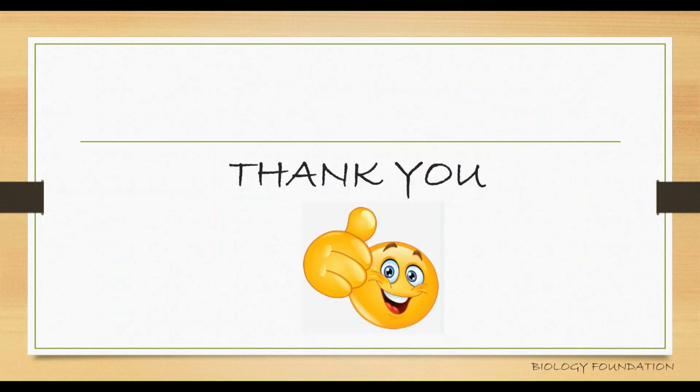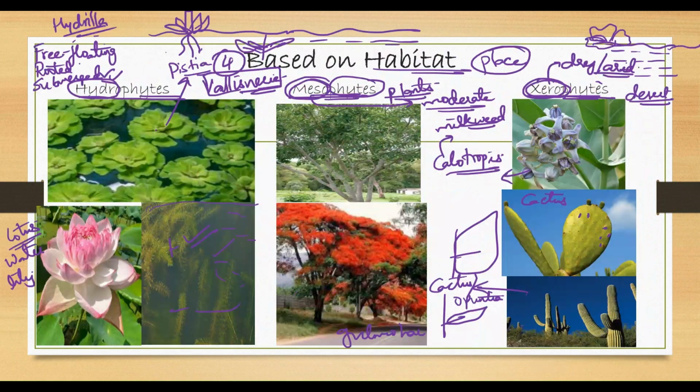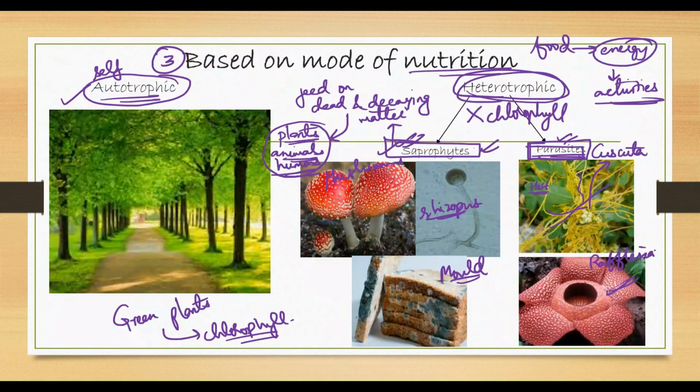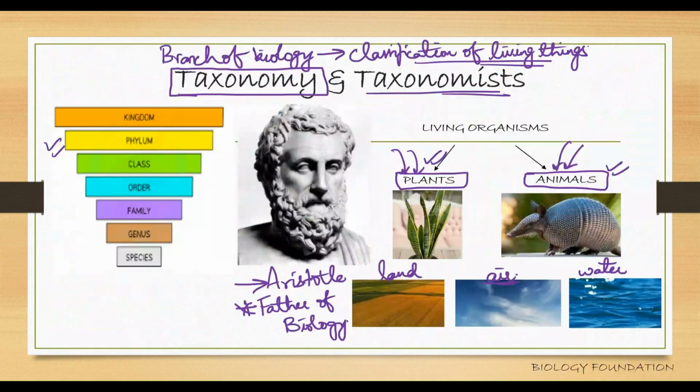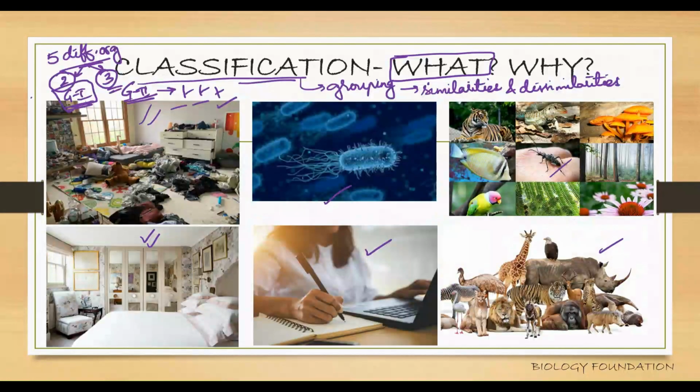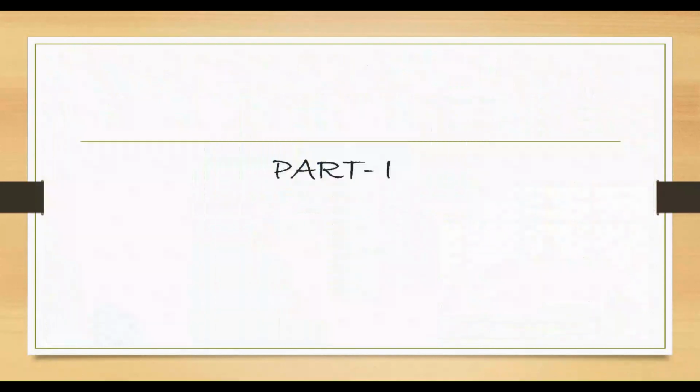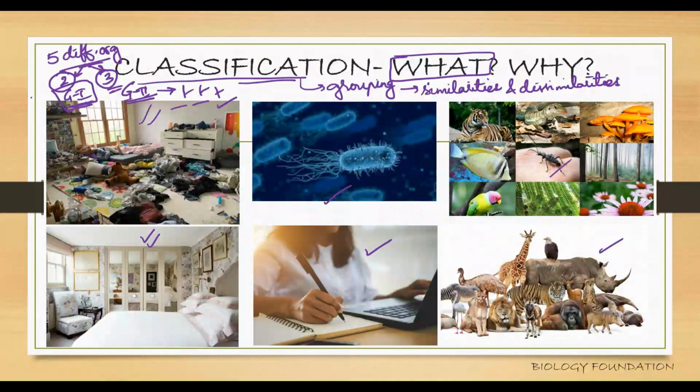So I hope you understood what is artificial system of classification. Today I have just given a brief introduction of classification, and we discussed one type of classification which is artificial system of classification. Let me just summarize before I wind up for today's video. So basically what is classification? It is grouping living organisms based on similarities. And why do we need classification? For proper studying of living organisms.